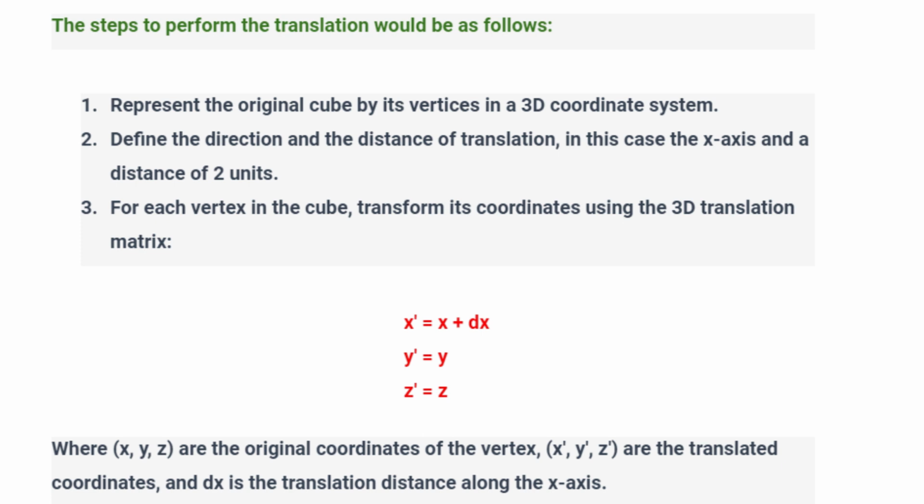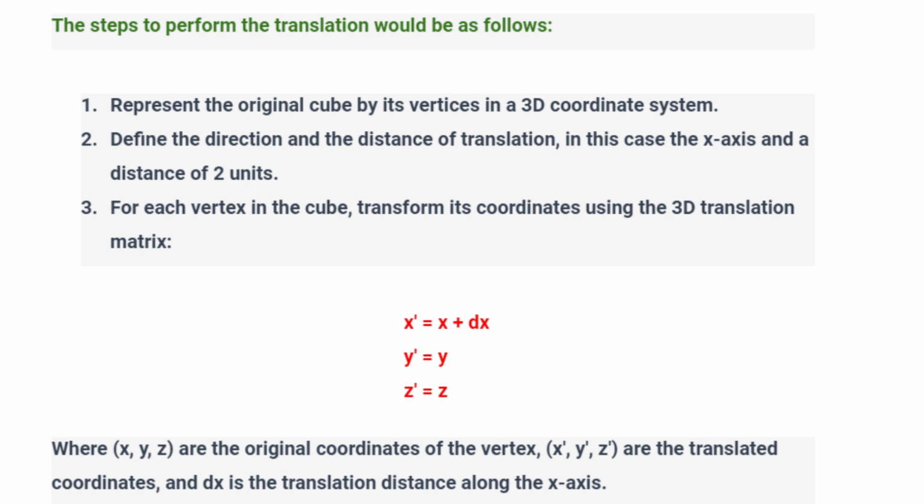The steps to perform the translation would be as follows. Represent the original cube by its vertices in a 3D coordinate system. Define the direction and the distance of translation, in this case the x-axis and a distance of 2 units. For each vertex in the cube, transform its coordinates using the 3D translation matrix.